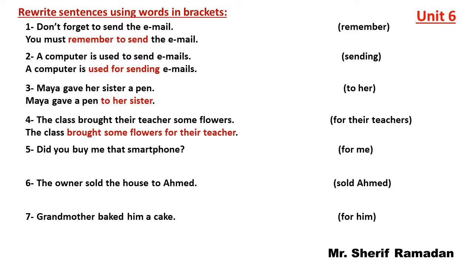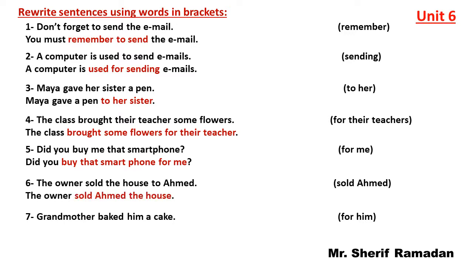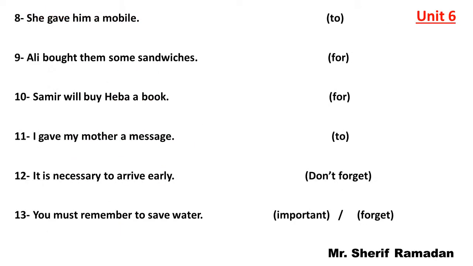Number 5: Did you buy me that smartphone? استخدم for me. How did you buy that smartphone for me? Number 6: The owner sold the house to Ahmed. استخدم sold Ahmed. How the owner sold Ahmed the house. Number 7: Grandmother baked him a cake. استخدم for him. How grandmother baked a cake for him.